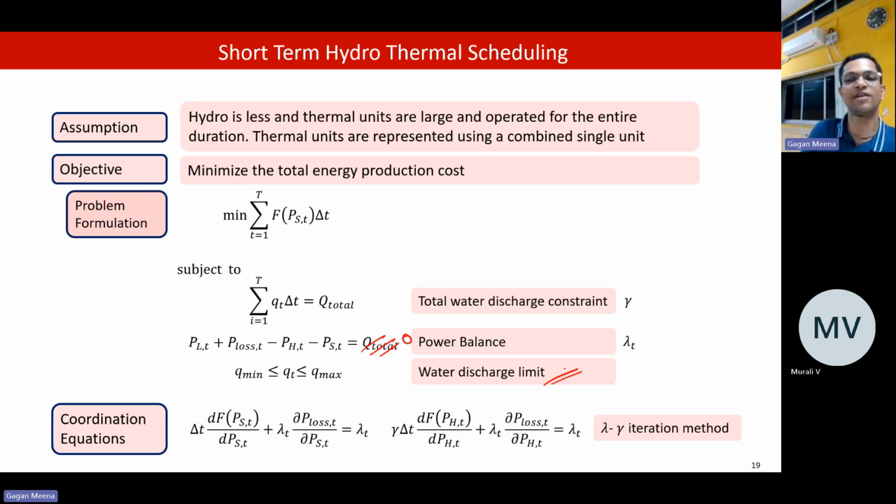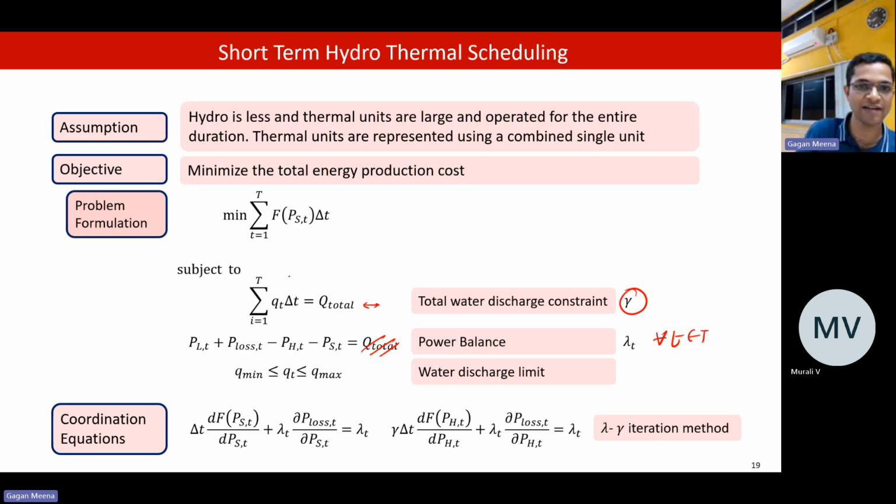So this was the water discharge limit, and these are the two equality constraints. For these equality constraints, we have two Lagrange multipliers, lambda and gamma. Lambda for power balance, generally we use lambda for power balance, and gamma for this total discharge constraint on water. Gamma is related to the satisfaction of this equality constraint, and lambda t is for the power balance at each time.